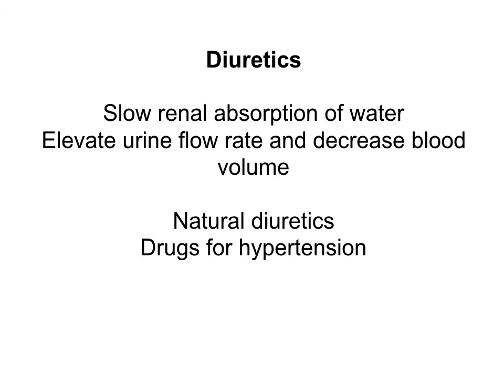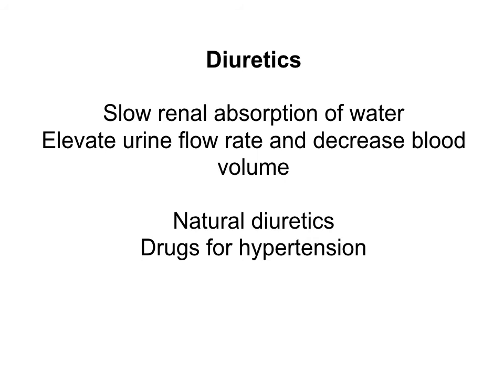Alcohol is actually also a natural diuretic because it decreases the amount of ADH in your blood because it blocks its release. And losing the ADH decreases the numbers of aquaporins, and you no longer reabsorb water through the collecting duct.